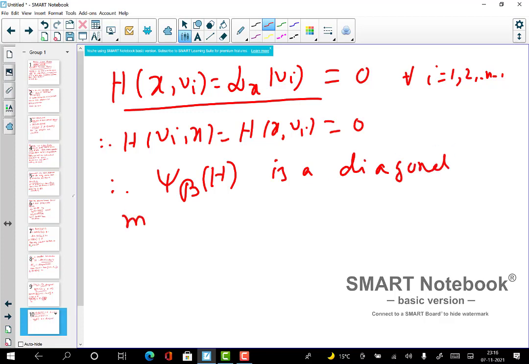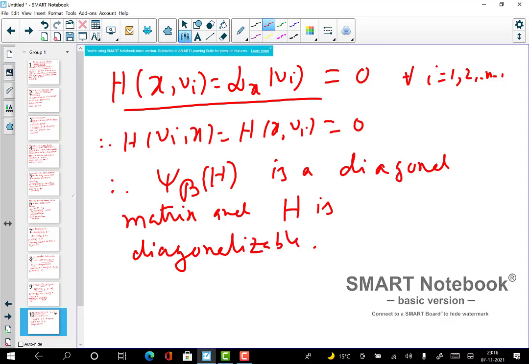And hence H is diagonalizable. So this proves that whenever you have a symmetric matrix on a finite dimensional vector space over a field F whose characteristic is not equal to 2, then these symmetric bilinear forms are also diagonalizable. The other portion we already proved is true always.